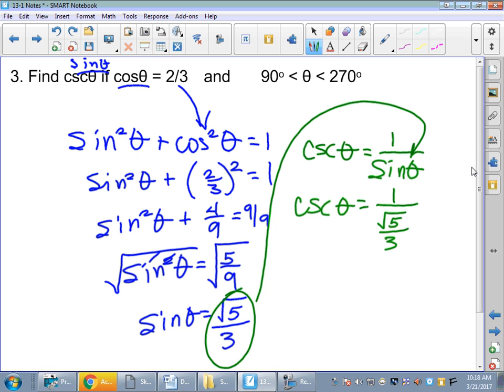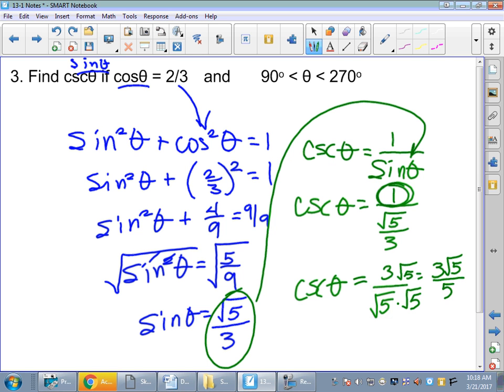Now, I told you in the beginning of the notes that anytime you have 1 over something, it's the inverse of it. So we don't have to really show any work here unless you want to. The inverse of the square root of 5 over 3 is 3 over the square root of 5. You just flip it. Can't leave it like that because we can never leave these like that. So we're going to multiply both top and bottom by the square root of 5. And I end up getting 3 root 5 over 5. So cosecant theta is equal to 3 root 5 over 5.